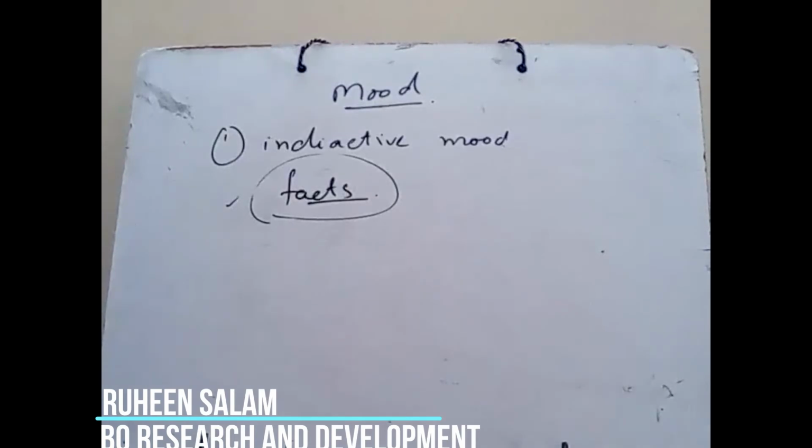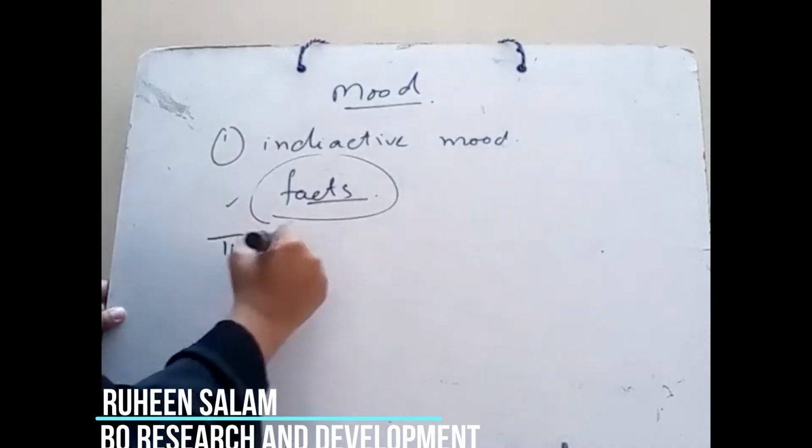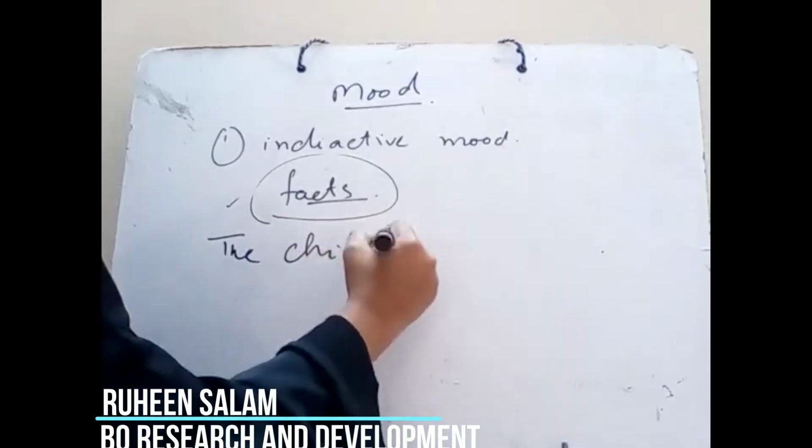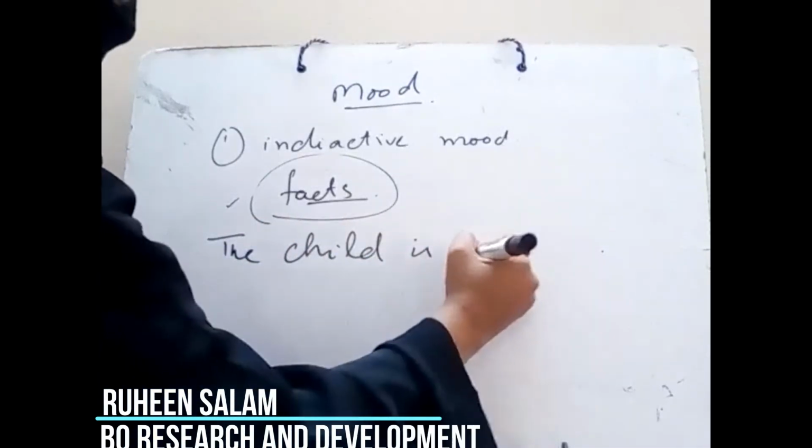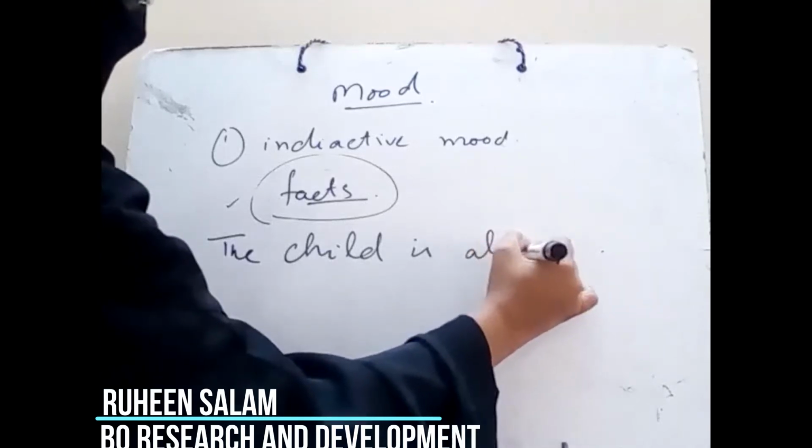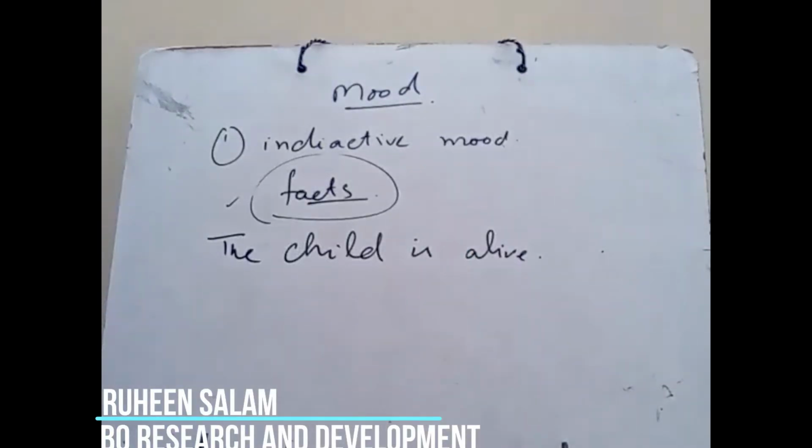based on reality. The child is alive, for example, is a statement, and this is not my assumption, it isn't at all my wish, but this is a fact, whatever I am telling you, that the child is alive. So it is in the indicative mood.